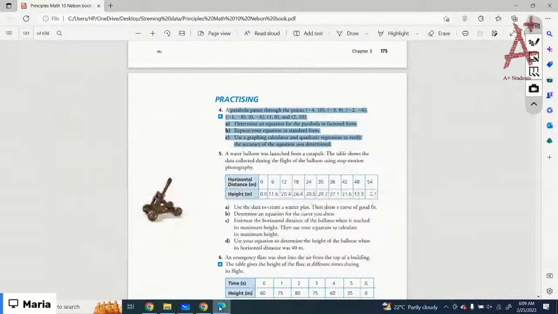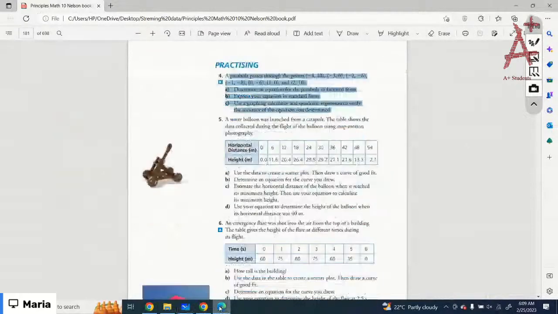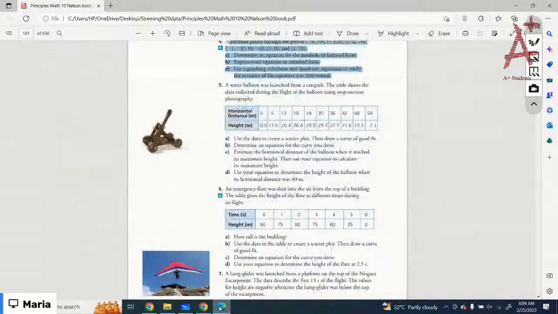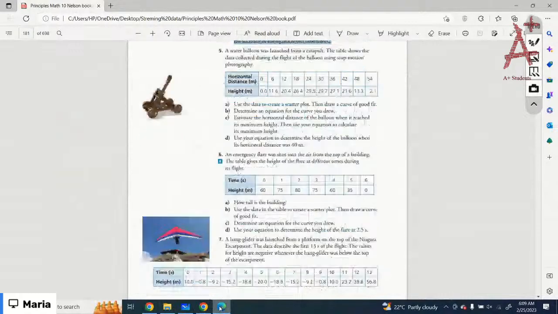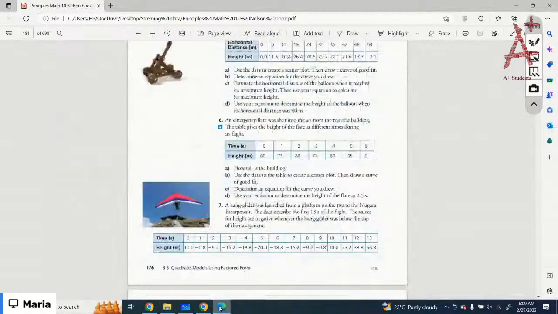Okay, the next one is number six. An emergency flare was shot into the air from the top of a building. The table gives the height of the flare at different times during the flight. How tall is the building? Use the data in the table to create a scatter plot. Determine an equation for the curve you drew. Use your equation to determine the height of the flare at 2.5 seconds. Got it? So let's just start with question number 6.